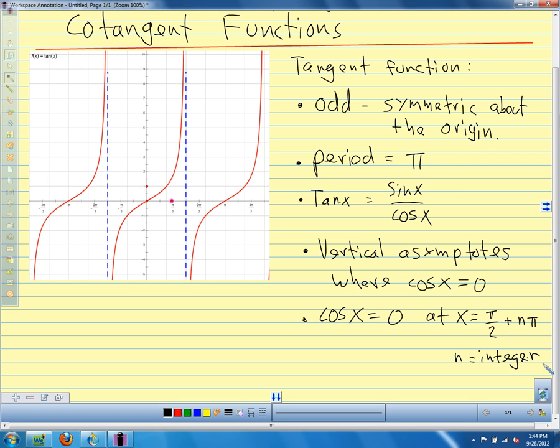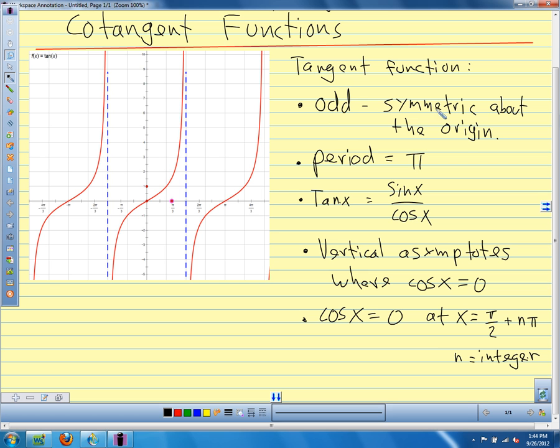So what would the other ones be? We'd have pi over 2. Pi over 2 plus pi is 3 pi over 2, and then we add another pi. 3 pi over 2 plus pi is 5 pi over 2. So at any of those values of x, we would have a vertical asymptote. And we'd also have one at negative pi over 2, negative 3 pi over 2, negative 5 pi over 2. So we can go either direction and keep adding pi to get our next asymptote.